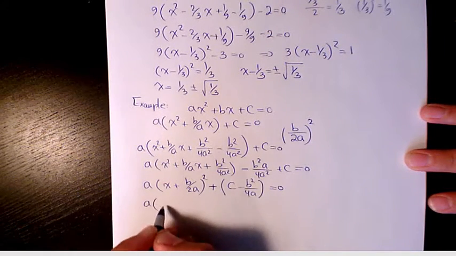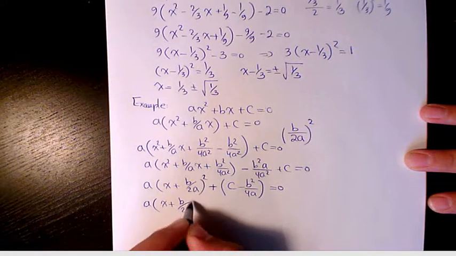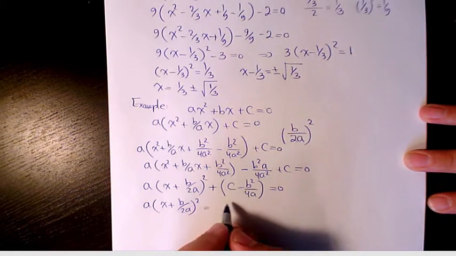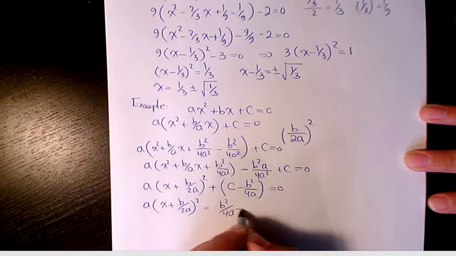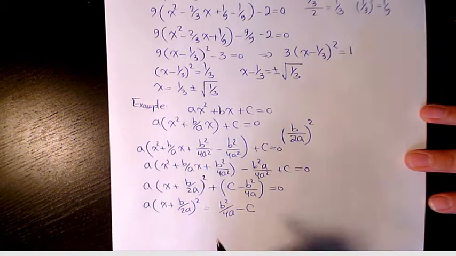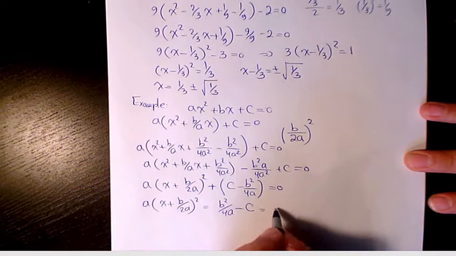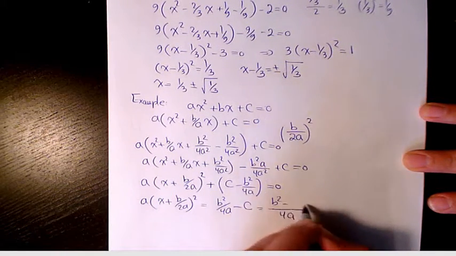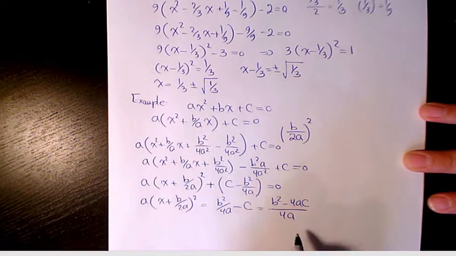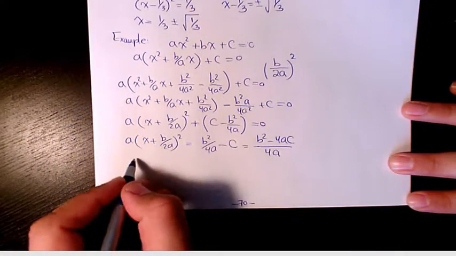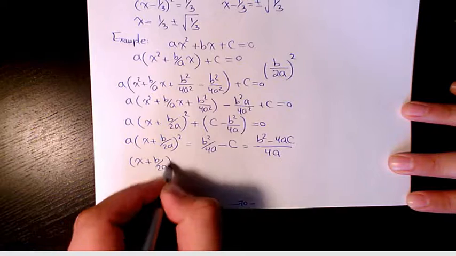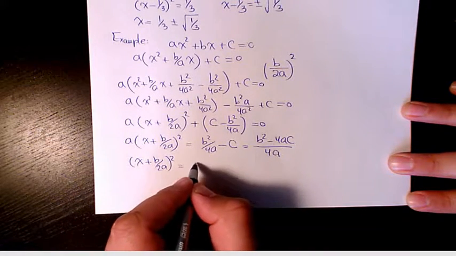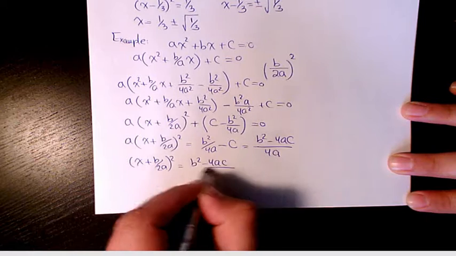Then I have a times x plus b over 2a squared equals b squared over 4a minus c, or if I factor it, using a common denominator, it's going to be b squared minus 4ac over 4a. Then what I can do is divide both sides by a, which is going to be b squared minus 4ac divided by 4a squared.